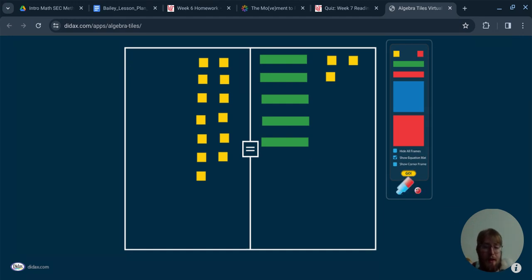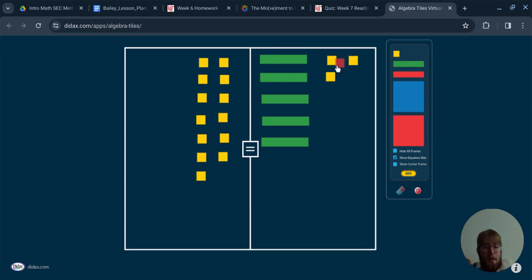So now we have 13 integers, 13 yellow squares on our left side, and now we have 5 green rectangles, or 5 x's, and still 3 yellow squares, or 3 integers on our right side. Now, this is a part of the question, but for the next step, I would then try and get rid of these 3 integers, or these 3 yellow squares, from the right side.